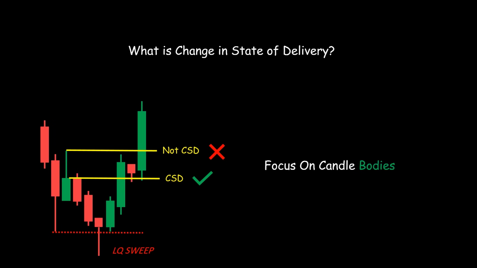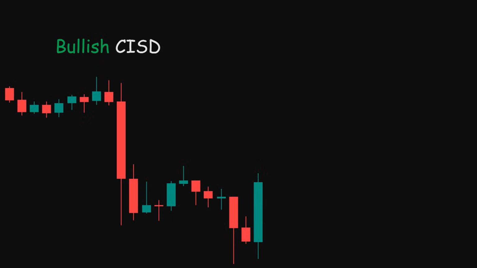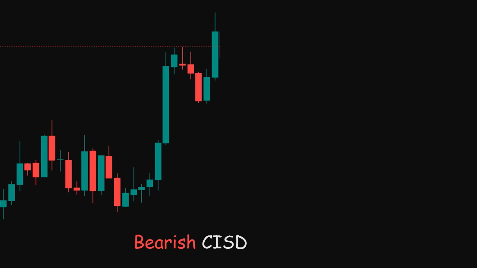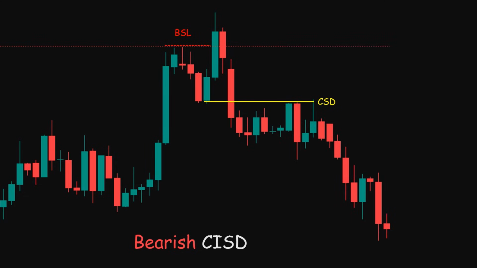In a bullish CISD, price first takes out sell-side liquidity, meaning it sweeps the lows. Then it quickly shifts and closes above the open of the initial bearish move. That close tells us the delivery has changed and a potential upward reversal is forming. In a bearish CISD, price takes out buy-side liquidity, it sweeps the highs. Then price shifts and closes below the open of the initial bullish move. That close signals a change in delivery and a potential downward reversal.